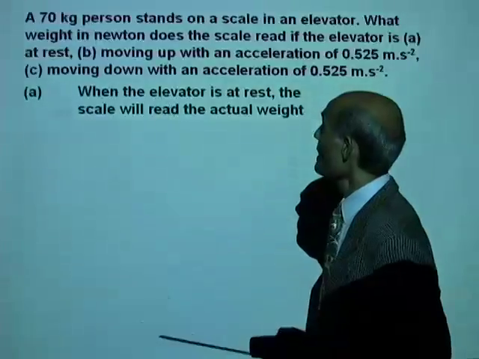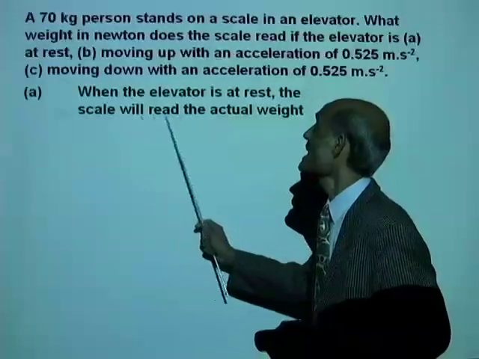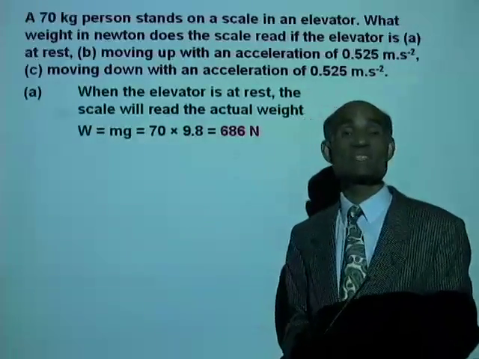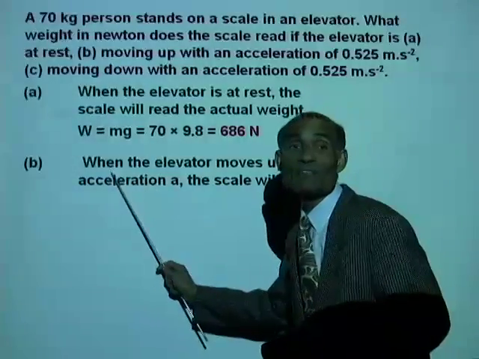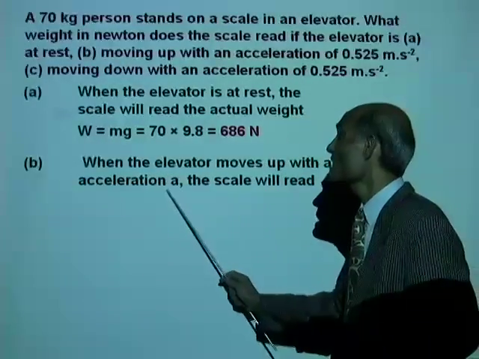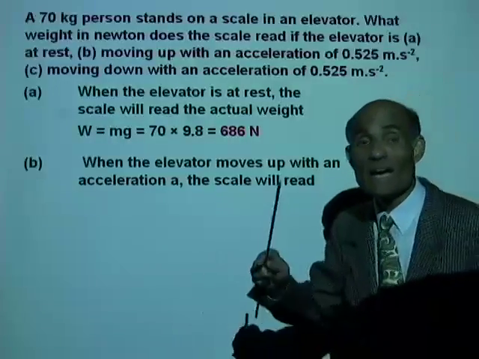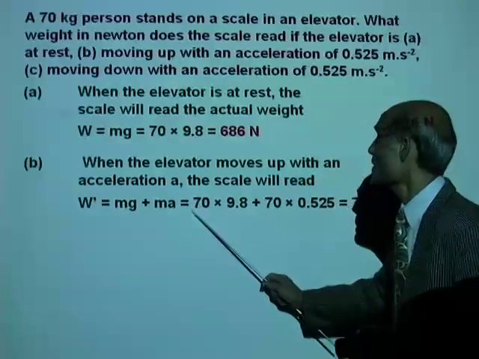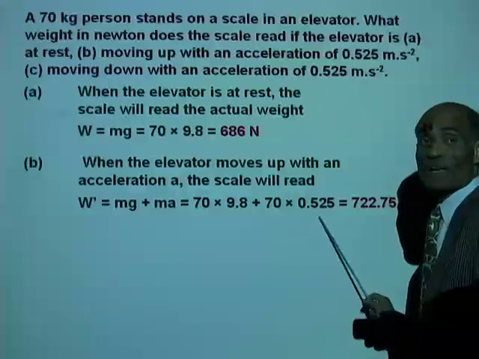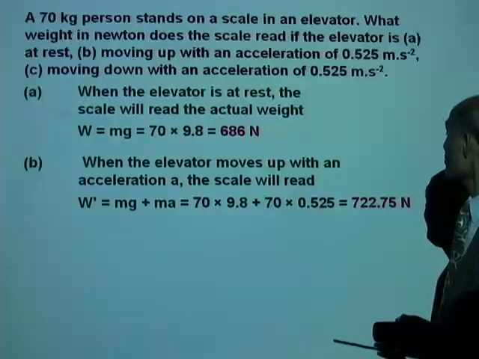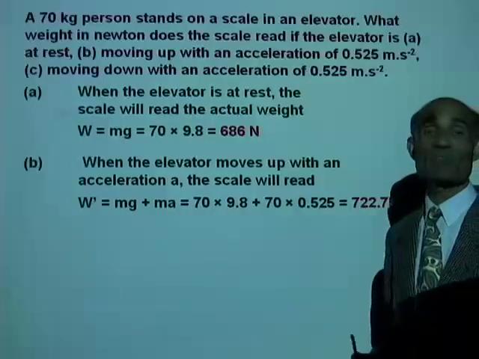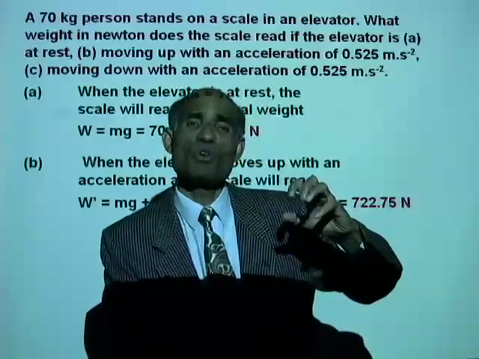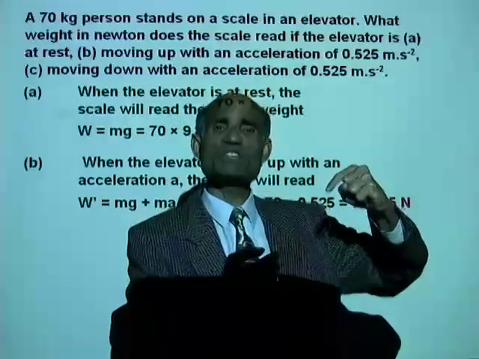So part A, when the elevator is at rest, the scale will read the actual weight mg, that will be 686 Newton. And if the elevator is moving up with an acceleration a, the scale will read mg plus ma, that is mg plus m times a, that will be 722.75 Newton.